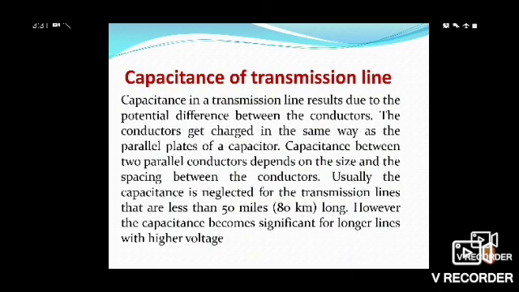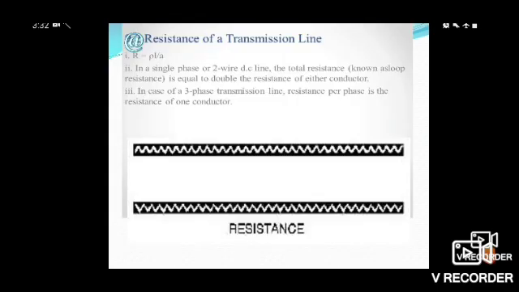Capacitance is nothing but the conductors getting charged in the same way as the parallel plates of a capacitor. Whenever we have two parallel plates or two parallel conductors, there will be a capacitance parameter, which depends upon the size and spacing between the conductors. The loss due to capacitance is usually neglected for transmission lines which are less than 80 kilometers long, or less than 20 miles. That is the main important point under capacitance.